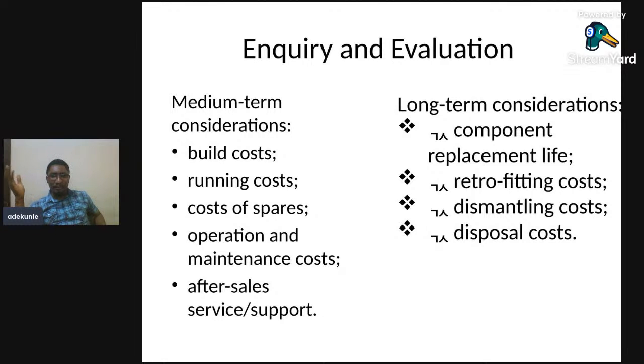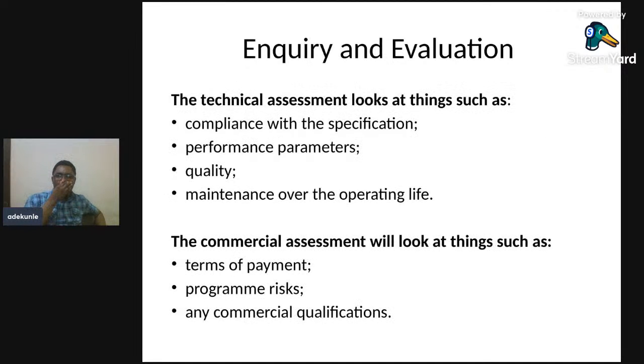Terms of consideration like component replacement, retrofitting costs, dismantling costs, disposal costs. How do I dispose of this if I'm done with it? How do I dismantle? These are some of the things you look at when you are looking at some tender.